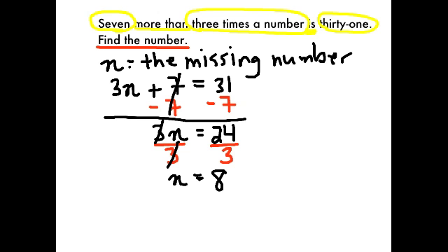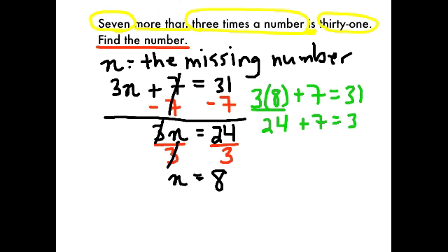So it appears as though the answer to our word problem is 8, but let's just confirm that with a check step. So 3 times 8 in parentheses plus 7 equals 31. Remember, with check steps, we use order of operations, so we'll do the 3 times 8 first, which is 24, plus 7 equals 31. And 24 plus 7 is 31, which equals 31. So yes, that is in fact correct.